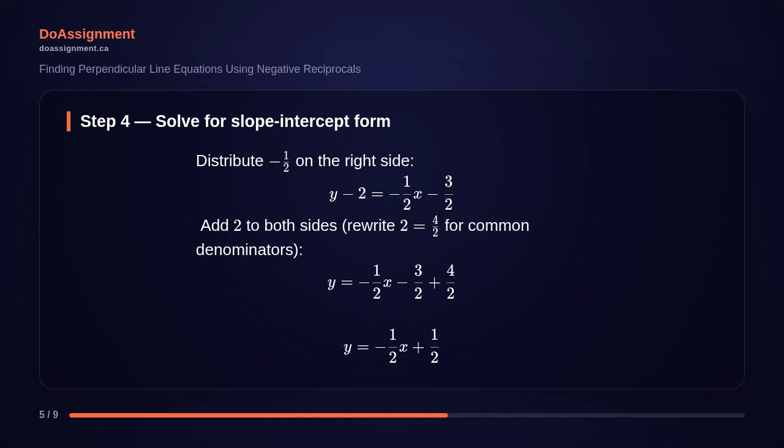We distribute -1/2 through the parentheses, giving -1/2 x minus 3/2. Then we add 2 to both sides. Writing 2 as 4/2 lets us combine the constant terms. -3/2 plus 4/2 equals 1/2. So the equation becomes y equals -1/2 x plus 1/2.